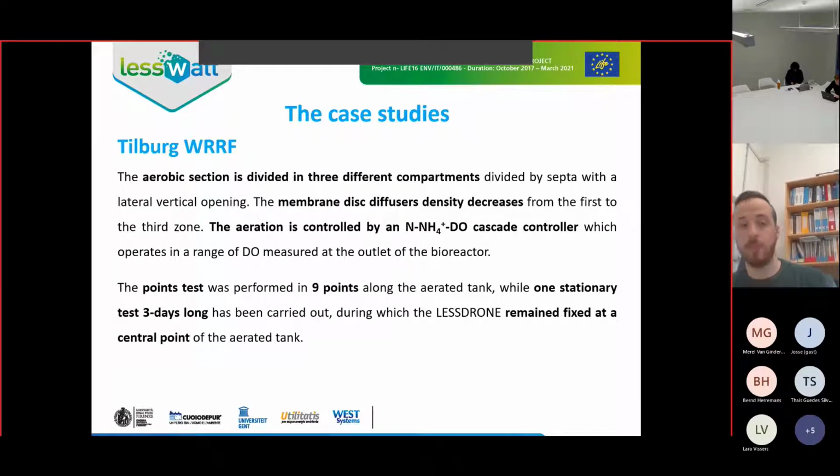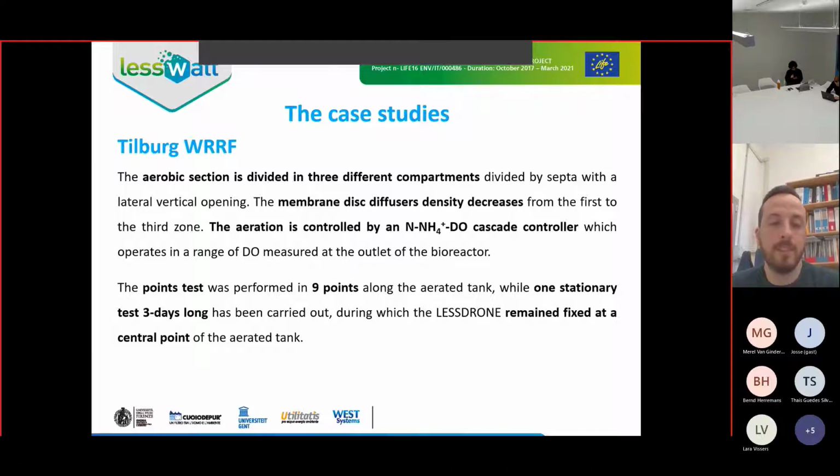The aerobic section of the Stillborg plant is divided in 3 different compartments, divided by a septa with a lateral vertical opening. The aeration system is composed of membrane disc diffusers with a decreasing density from the 1st to the 3rd zone. The aeration is controlled by an ammonia DO cascade controller.